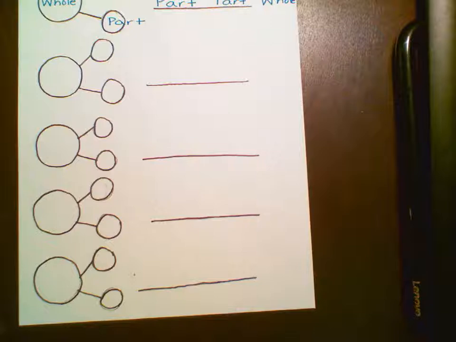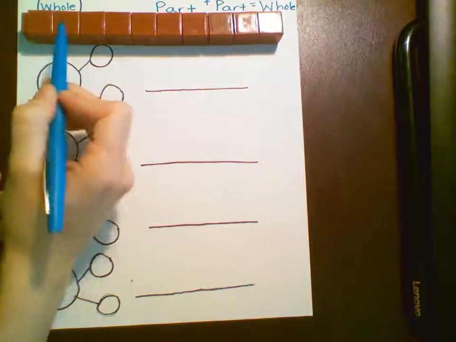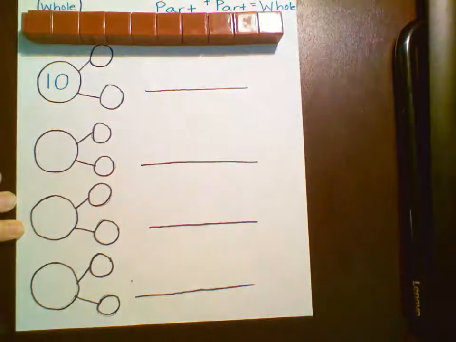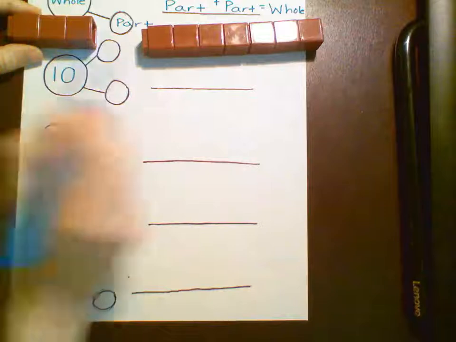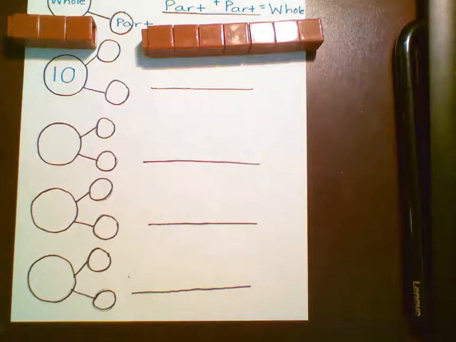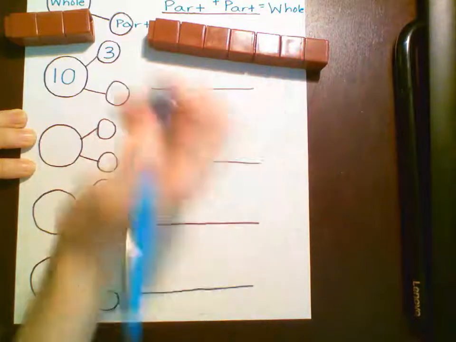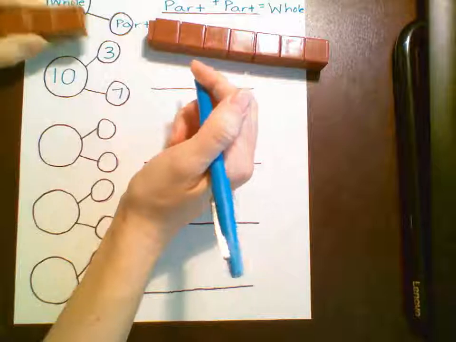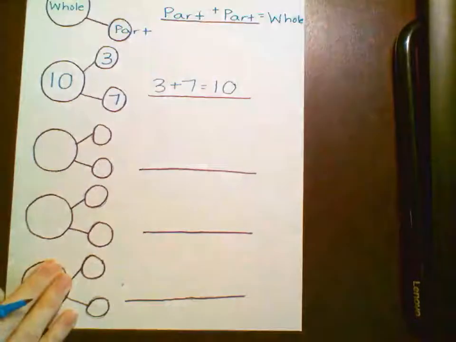The first one that I'm going to make, I'm going to start with this as my whole. I have 1, 2, 3, 4, 5, 6, 7, 8, 9, 10. So I have a whole of 10. And one way that I can show part plus part equals whole. So if I take my 10 and I break it into two parts, one part has 1, 2, 3. And the other part has 1, 2, 3, 4, 5, 6, 7. So that means that part plus part equals whole. 3 plus 7 equals 10.